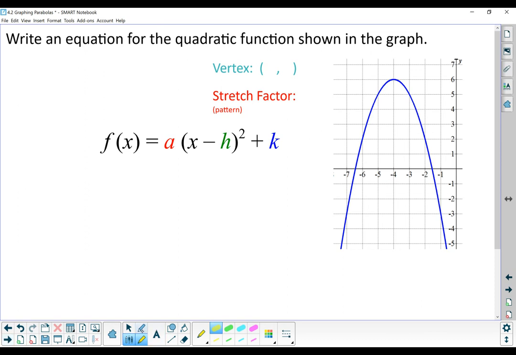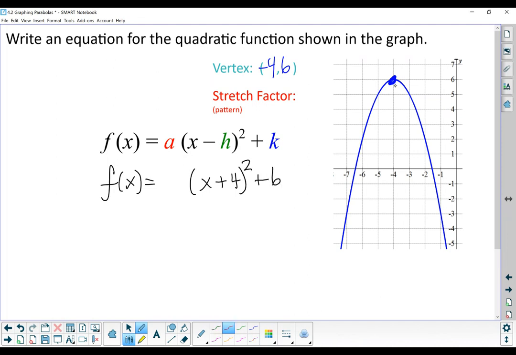Okay, we'll do one more. This one has a vertex right here at negative 4, 6. So we could write that as an x plus 4 squared plus 6. And then we just need to check our stretch factor. And it looks like it is going down 1 over 1, down 3 over 1, down 5 over 1. So this is a normal 1, 3, 5 pattern, but it's been reflected, so we need a negative.